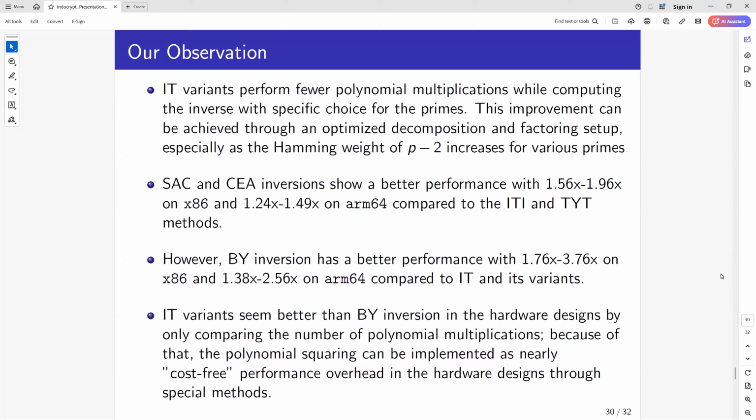Among the IT variant algorithms, SSE and CEA inversions show better performance compared to ITI or TYT methods. However, we have already seen that BY has better performance in the software implementation that Emre did. But for the hardware implementation that we are going to do in future, we will see better performance from the IT variants than the BY inversion. So yeah, that's it.